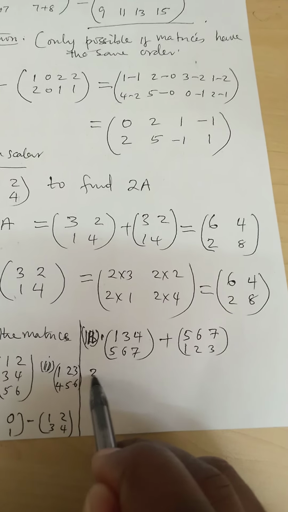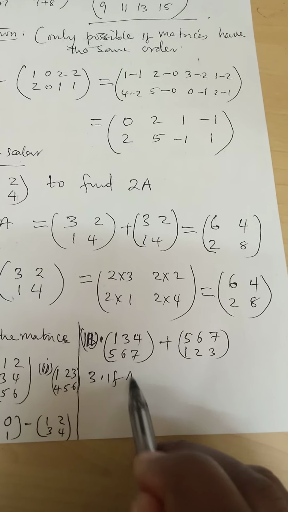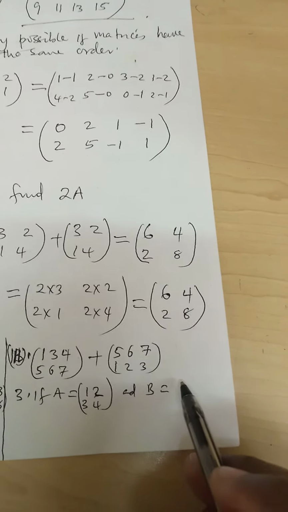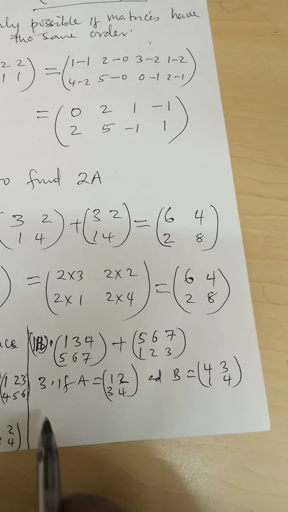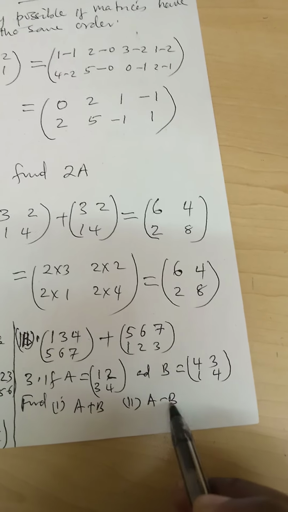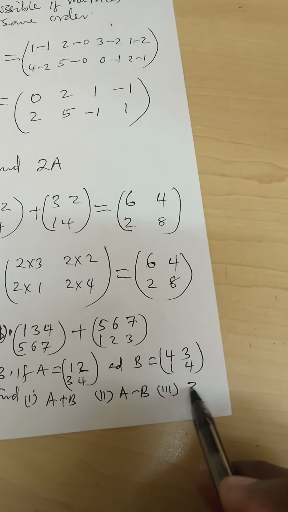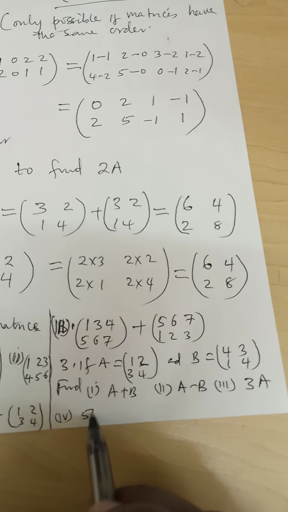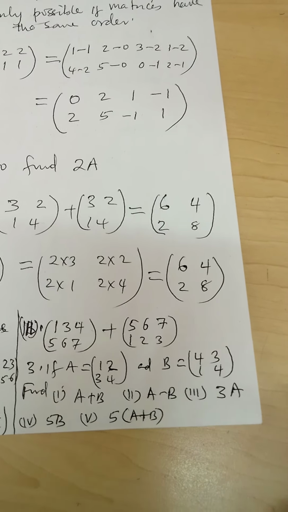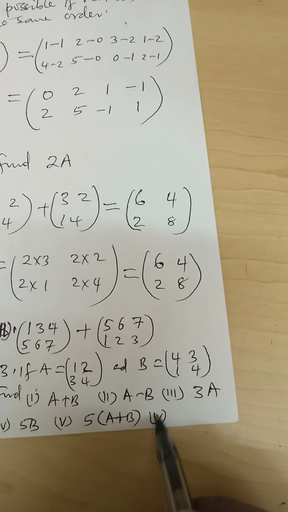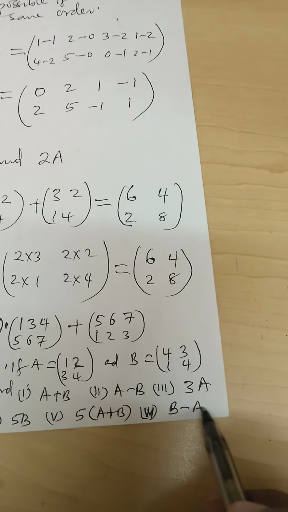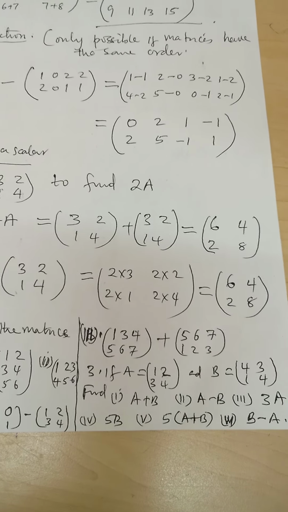Number 3, the last question. You can be having, if A is 1, 2, 3, 4, and B is 4, 3, 1, 4, you can be told to find part 1, A plus B, part 2, A minus B, part 3, 3A, part 4, you can have 5B, and part 5, you can have 5 into A plus B. In part 6, you can have B minus A.